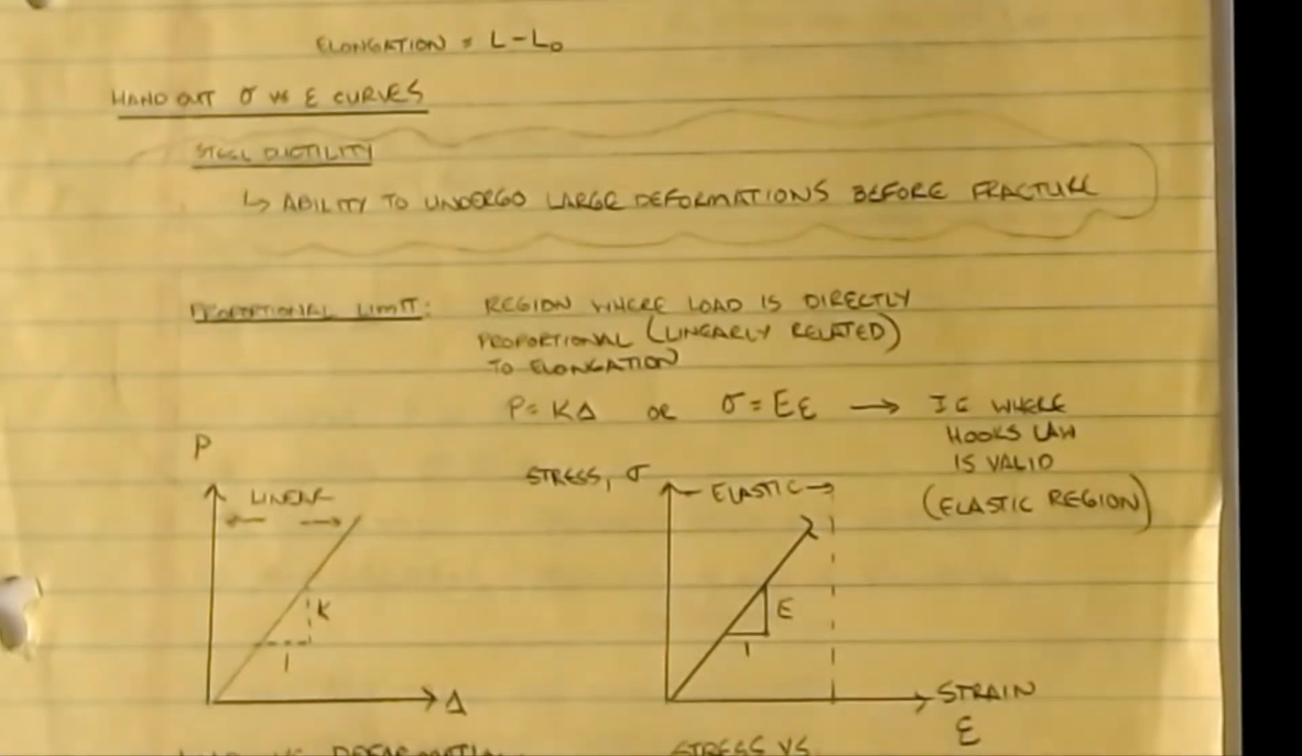Now, in significant events such as natural disasters, earthquakes in particular, a lot of times we can load a structure beyond its elastic limit. And so this concept of steel ductility is basically defined as the ability of a structure to absorb energy or to undergo large deformations before it actually fails or breaks.